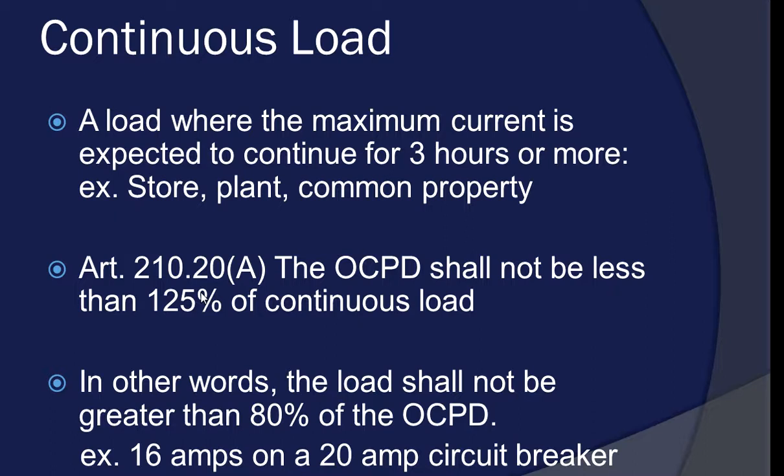The code requirement at 210.20(A) says that the breaker should not be less than 125% of a continuous load, or the OCPD, which is the overcurrent protection device or the breaker, shall not be less than 125% of the continuous load. In other words, the load can't be more than 80% of the breaker size. So in this case, 16 amps is all that's allowed on a 20 amp breaker in a continuous load.